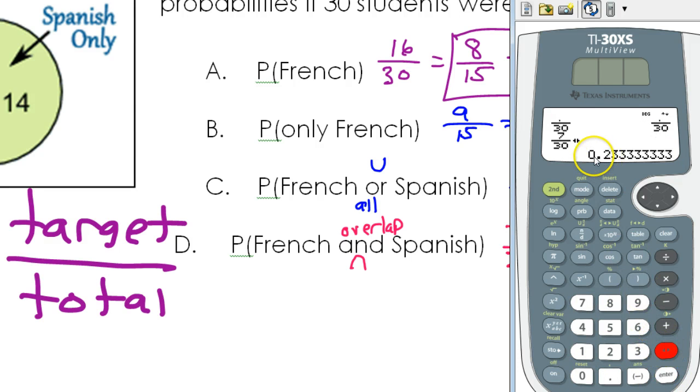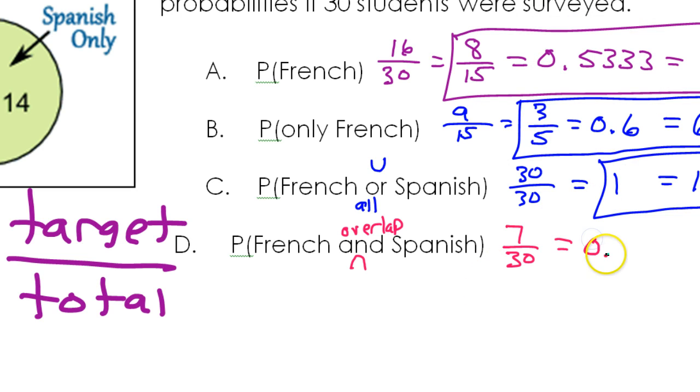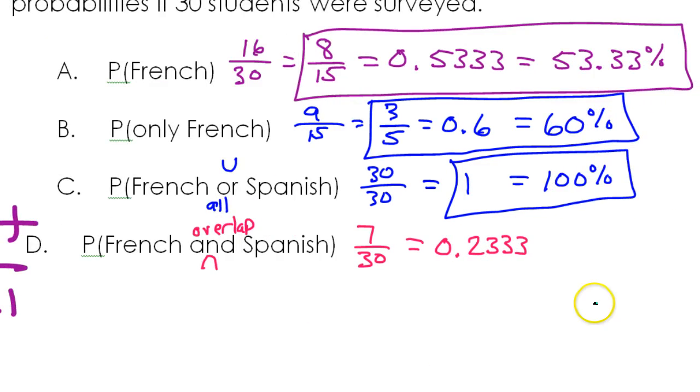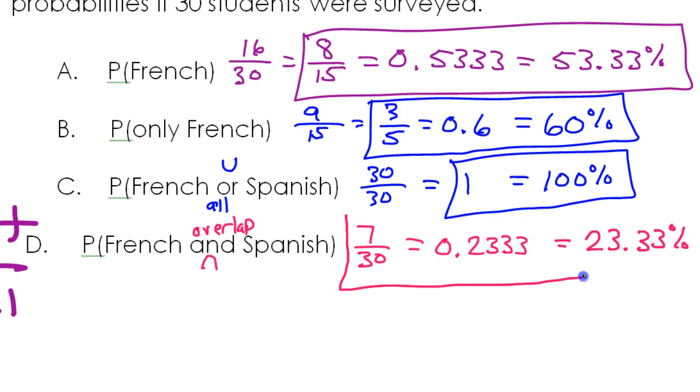But I would like to know the decimal form. 0.2333. As a percent, we move that decimal twice, so that'll be 23.33%. And that is the answer to part D.